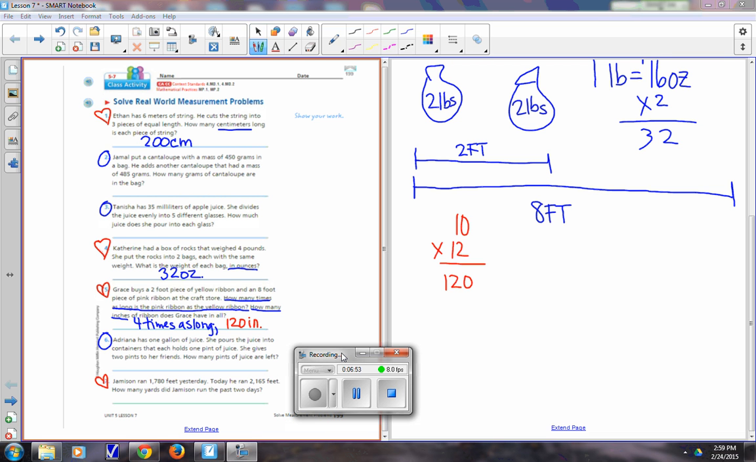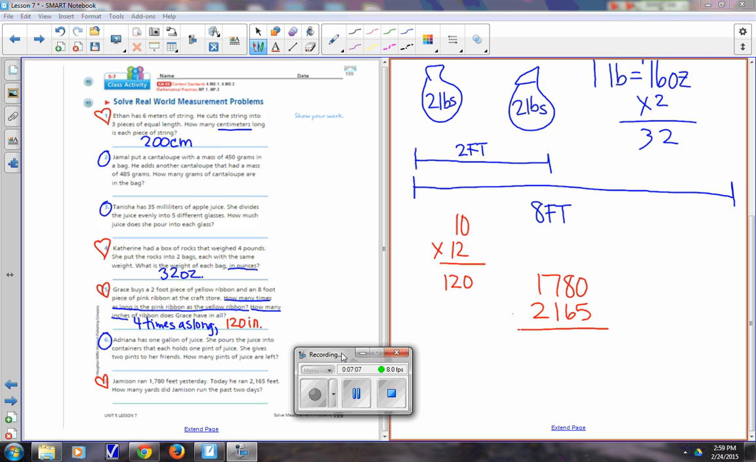Jameson ran 1,780 feet yesterday, and he ran 2,165 feet today. How many yards did Jameson run in the past 2 days? Well, let's figure out how many feet first. 7, 8, 9. Okay, so he has 3,945 feet. And I know, and hopefully you do too, how many feet are in a yard?